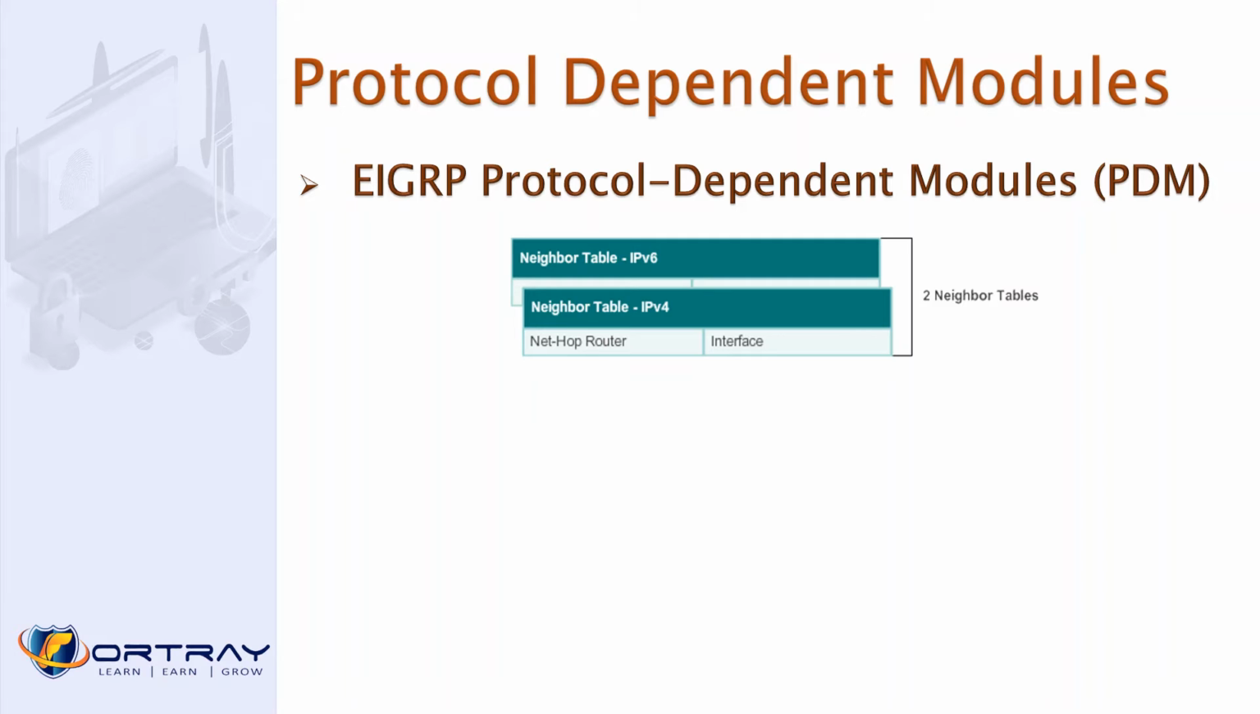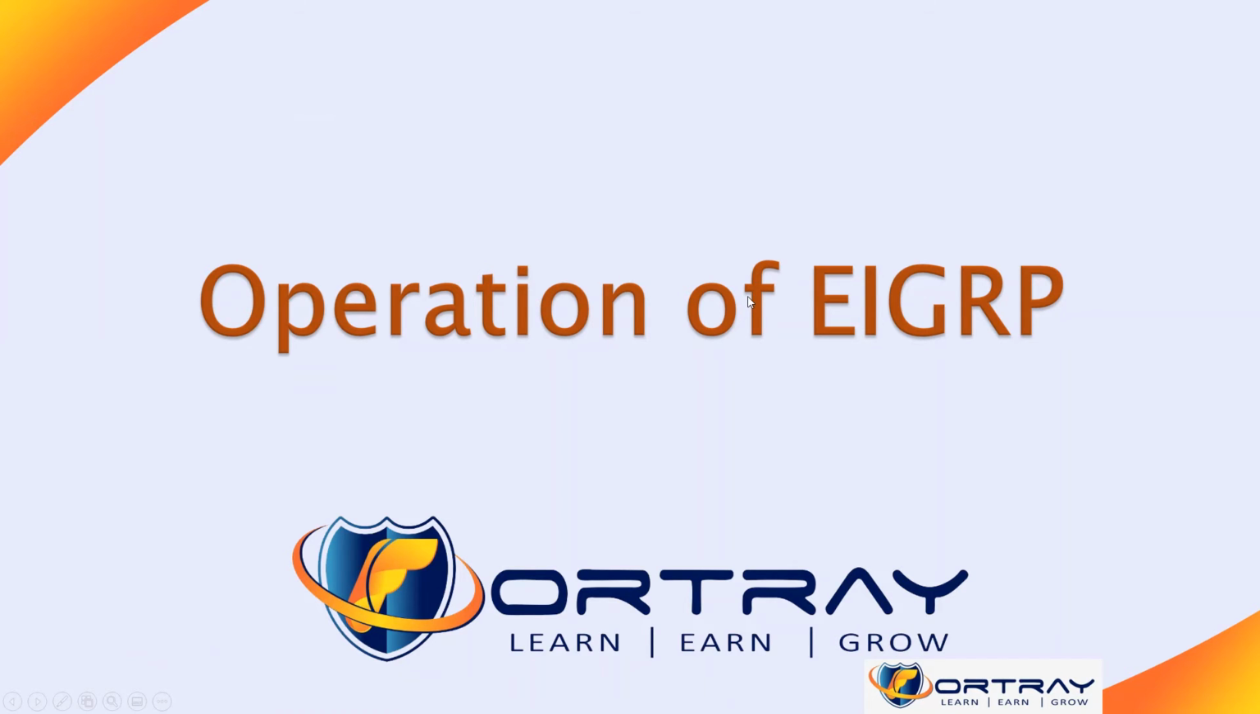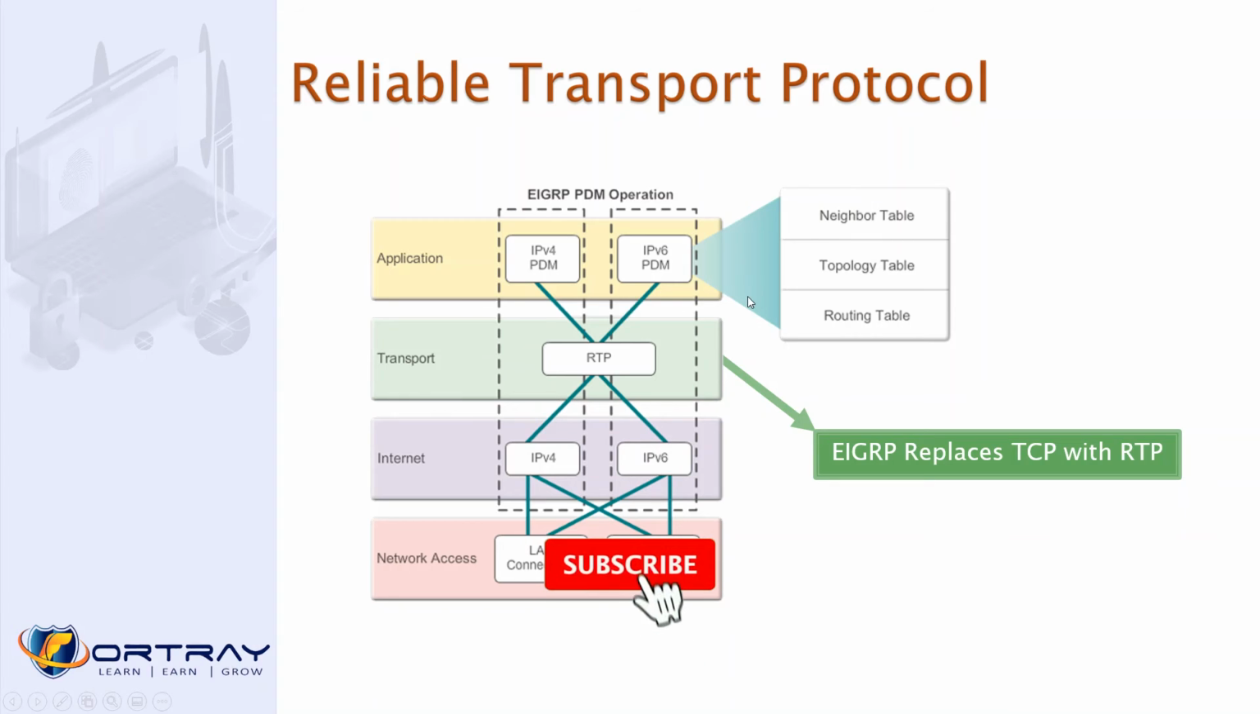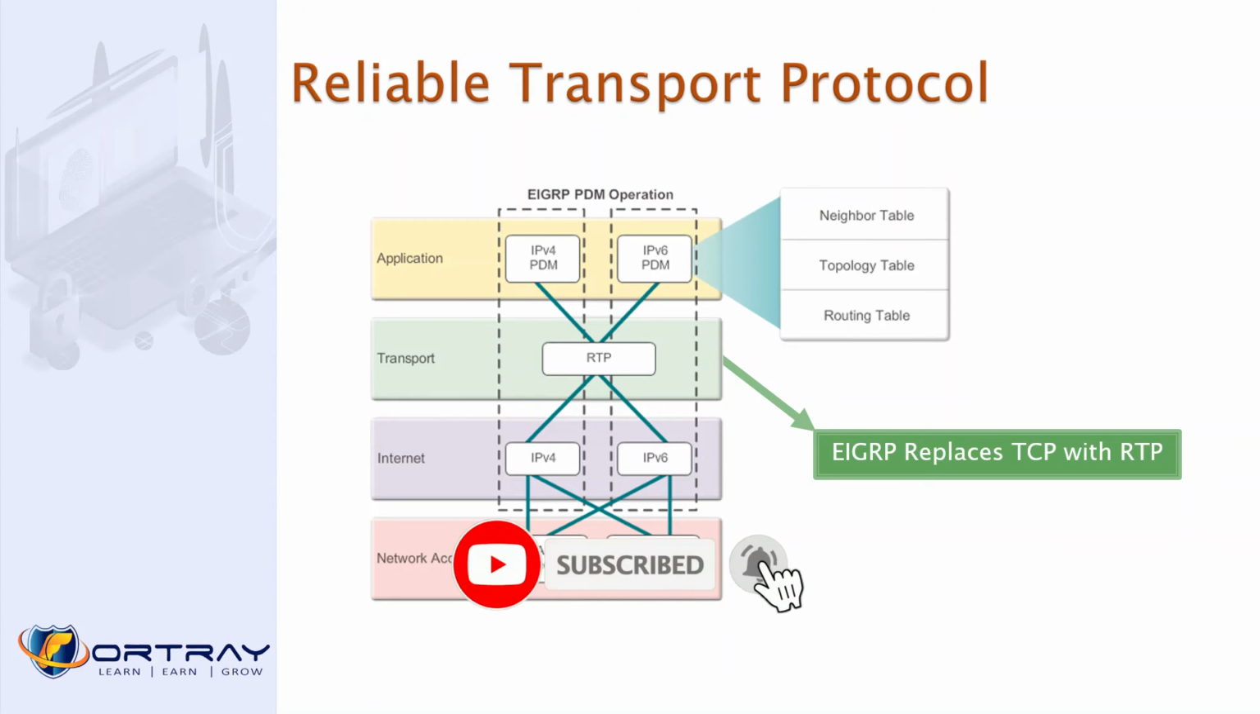So first of all, once you enable the routing information on the interfaces, they form neighbors. RTP, the reliable transport protocol, is used to learn the neighbor table, topology table, and routing table. EIGRP replaces TCP with RTP. So basically, rather than use TCP, they use RTP at the transport layer.